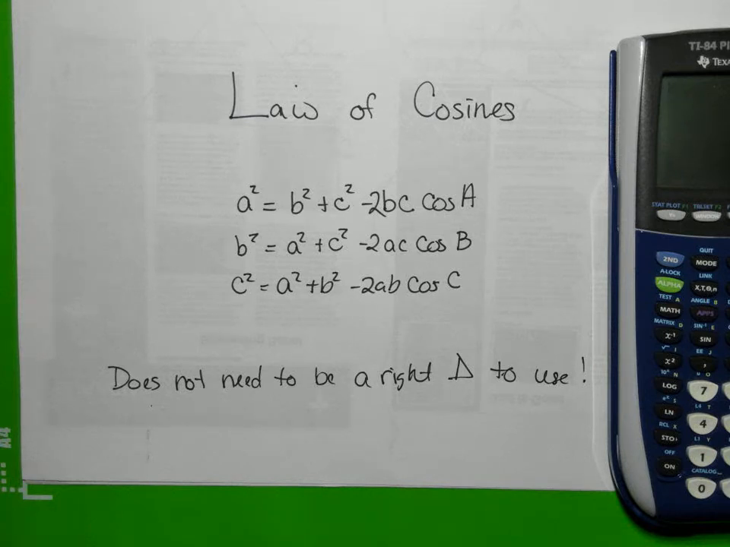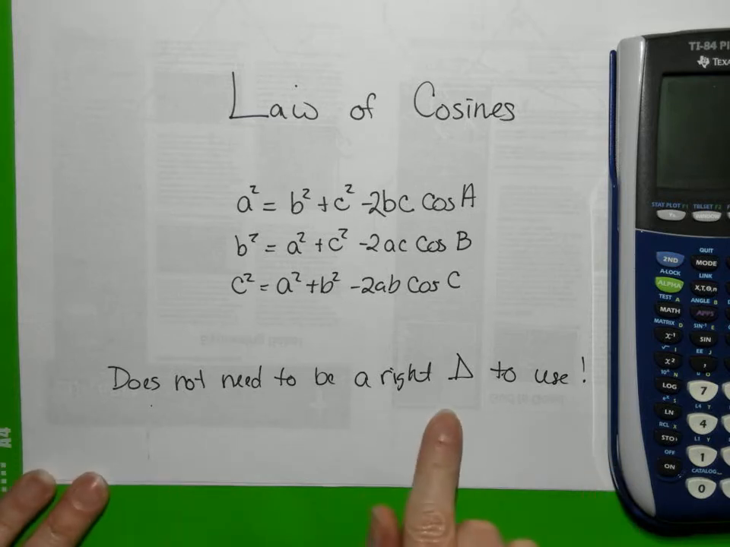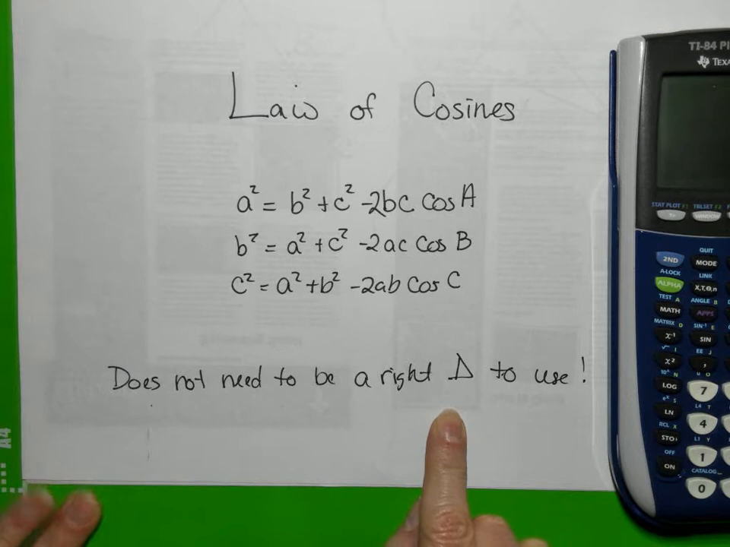Okay, now our last little trick that we're going to do is the law of cosines. We've talked about the law of sines, we've solved right triangles. Now we're going to look at the law of cosines. And once again, these do not need to be right triangles in order to use them.